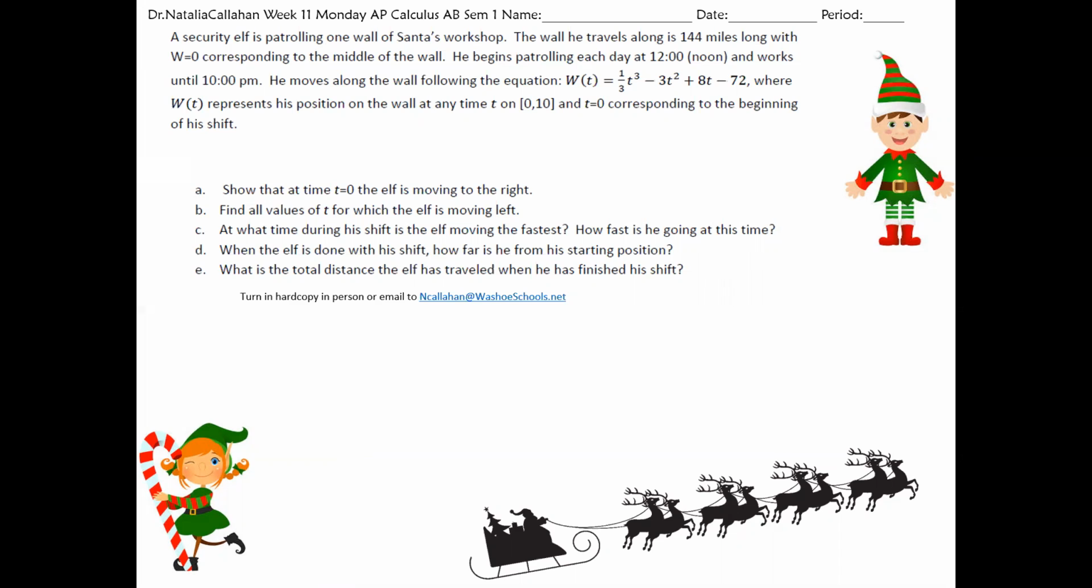So then what I want you to do is answer the following questions right here. A, show that at time t=0, the elf is moving to the right. B, find all the values of t for which the elf is moving to the left. C, at what time during his shift is the elf moving the fastest? How fast is he going at this time? D, when is the elf done with the shift and how far is he from the starting point? E, what is the total distance the elf has traveled when he has finished his shift?